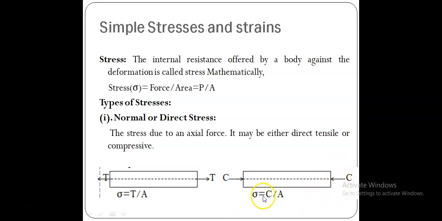Sigma is equal to, now this axial compressive stress sigma is equal to the axial compressive force C divided by the cross sectional area of the bar. So like that we can calculate the normal or direct stresses.